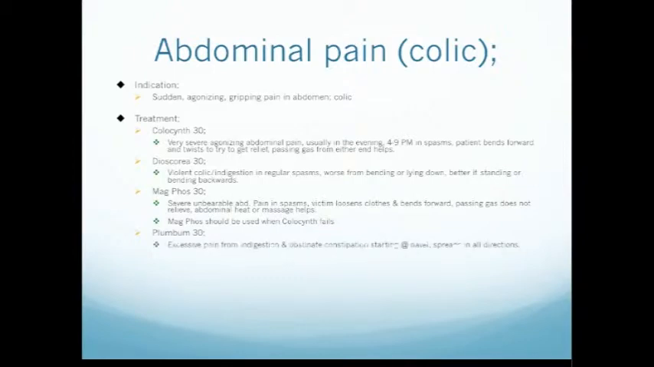Plumbum 30. This is for excessive pain from indigestion and obstinate constipation, starting at the navel and then spreading in all directions. Take a few pills every 10 to 15 minutes until the pain resolves. If no improvement after 10 doses, see a physician.